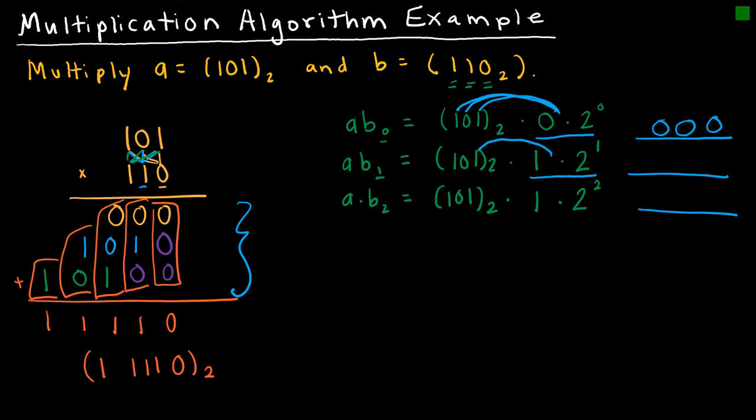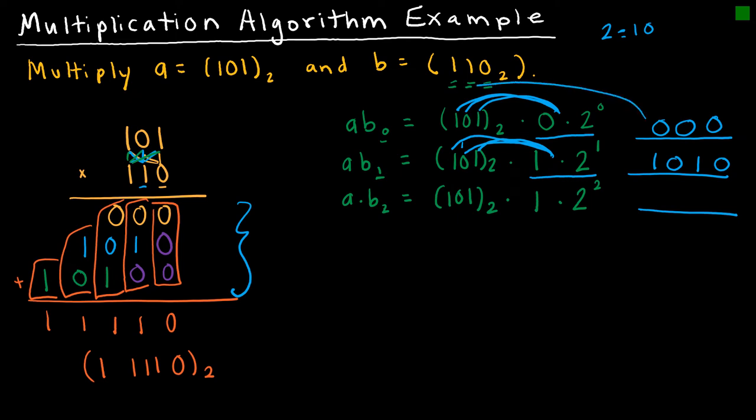I'm going to take 2 times 1, and 2 times 1 is 2, but remember in base 2, 2 is equal to 1, 0. And so that's going to give me a 0 here with a carry of 1. And then I'm going to take 2 times 0, which is 0, and add that 1 that I carried. That gives me a 1. And then I'm going to take 2 times 1, which is 2, but remember 2 is written as 1, 0.